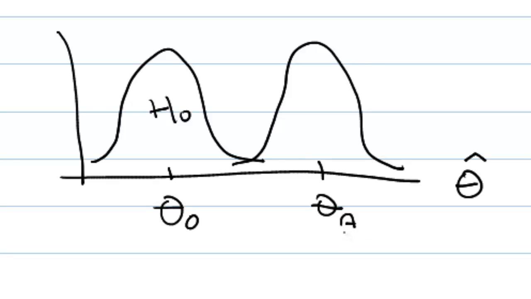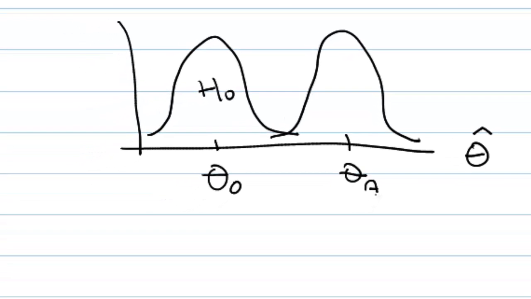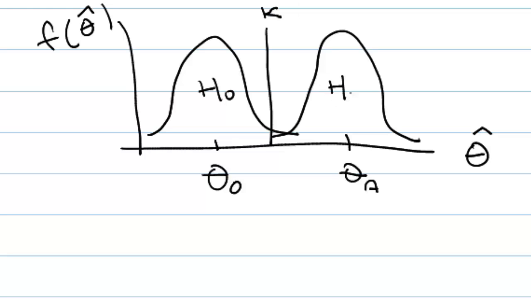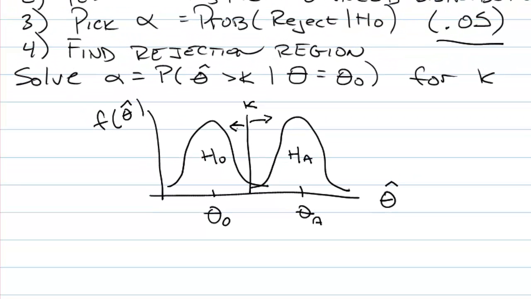And why did I draw it to the right? That's because under our hypothesis test, the alternative value of the parameter was greater than the null value. And as I said, this is the distribution of our estimate. What we need to do is find a value k. And this is our alternative hypothesis. This is our decision criteria. If we're to the right of k, if our sample statistic is to the right, we're going to believe the alternative. If it's not, we're going to believe the null. So our job is to find k.